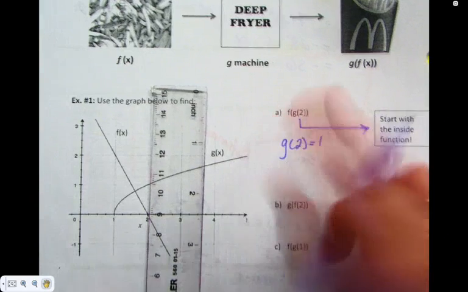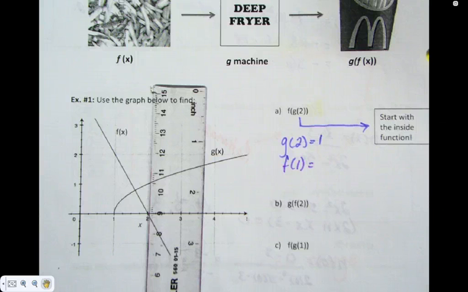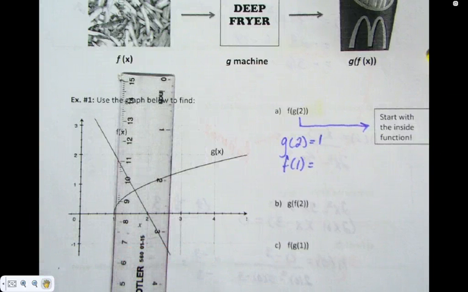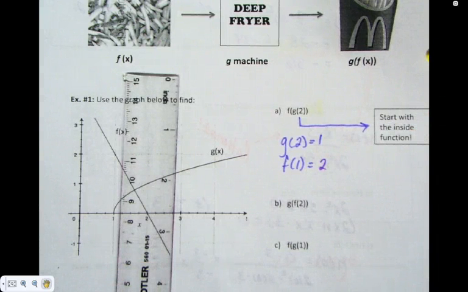Then what this is saying is now take that answer and put it into the f function. So we did the inside, now we're working to the outside. f of 1 is saying go where x equals 1, go up to the f function, find the y value. Final answer. That's what the question is asking. It's two different functions. It first used the g function, then it used the f function.